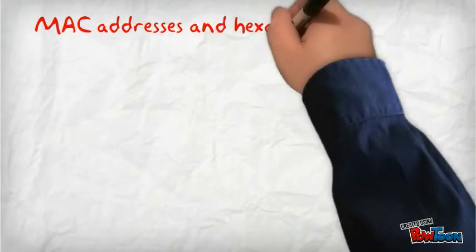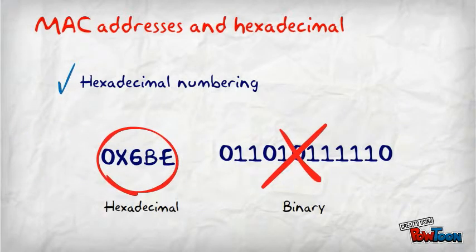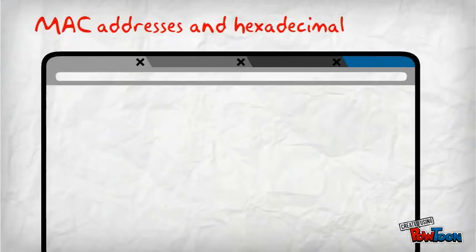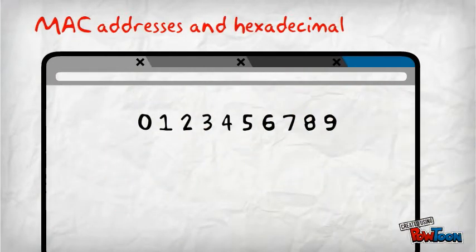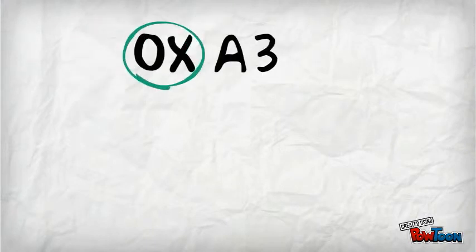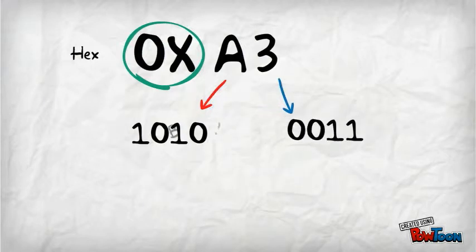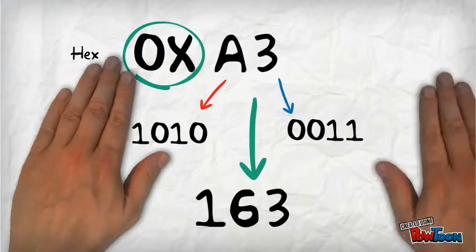MAC addresses and hexadecimal. MAC addresses use hexadecimal numbering. It provides a convenient way to represent binary values. It is a base 16 system that uses numbers from 0 to 9 and the letters from A to F. The technical representation of hexadecimal is preceded by 0x. For example, the number 0xA3 in hexadecimal is equal to 1010 for the A and 0011 for the 3 in binary representation, and it is equal to 163 in decimal representation.